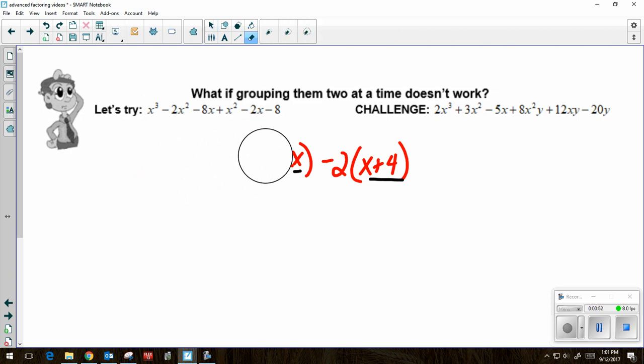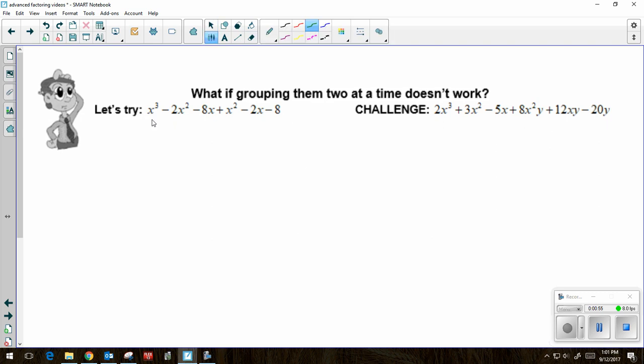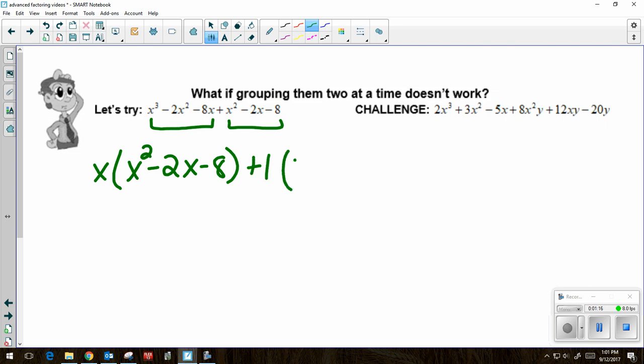So maybe I try grouping 3 at a time. So I'm going to take a look at these 3 pieces. They all have a GCF of x. When I take out an x, I'm left with x squared minus 2x minus 8. And if I look at my next 3, that's actually what's in the parentheses down below. So they have a GCF of 1 technically. So I'm left with x squared minus 2x minus 8. So now, because my parentheses match, I've used the correct method. Because sometimes it doesn't mean you made a mistake, it just means that that method doesn't work. So grouping 2 at a time didn't work, but grouping 3 at a time did.